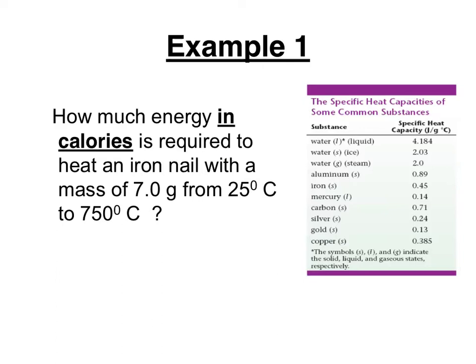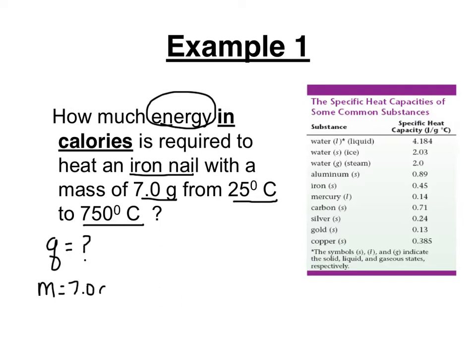Okay, so in this problem it asks how much energy, so I'm looking for a Q, how much energy in calories is required to heat an iron nail with a mass of 7 grams from 25 degrees Celsius to 750. So let's list the variables. Q is what I'm looking for, so I don't know Q. m is 7.0 grams. C, I'd have to come over here to a table and look that up. C for iron is 0.45 joules per gram degree Celsius.